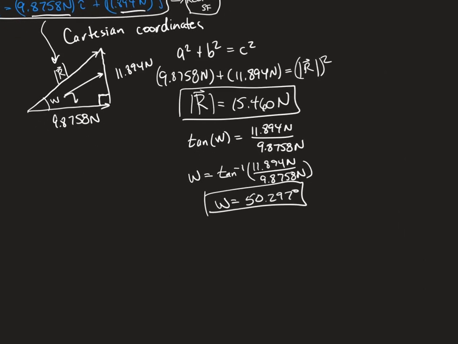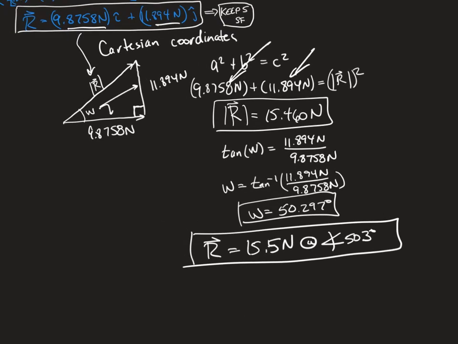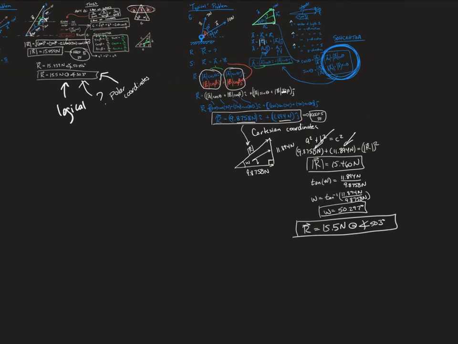We kept at least 5 significant digits through the whole problem, which is annoying because we had to write all these extra significant digits. But now we're going to go ahead and round. R equals 15.5 newtons at an angle above horizontal of 50.3 degrees. We kept 5 all the way through, but we're going to report 3. If we go back and look up here, it's an identical answer.